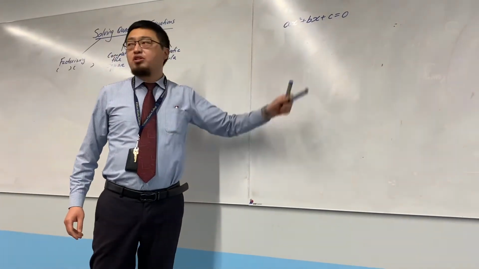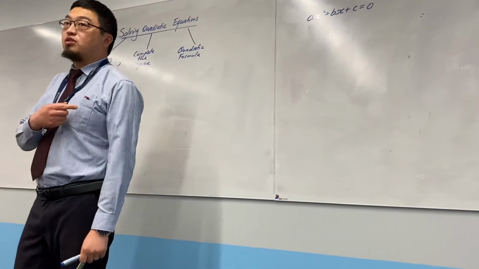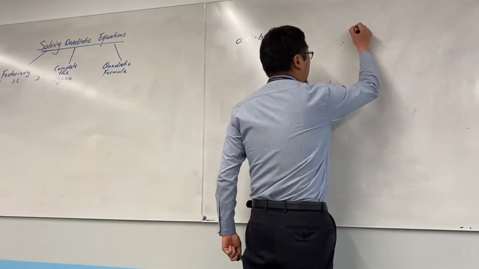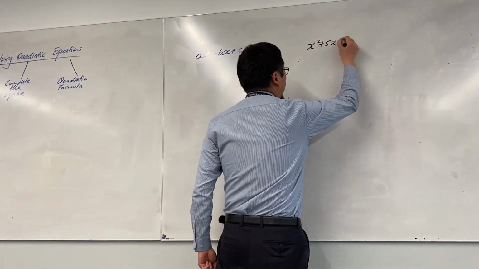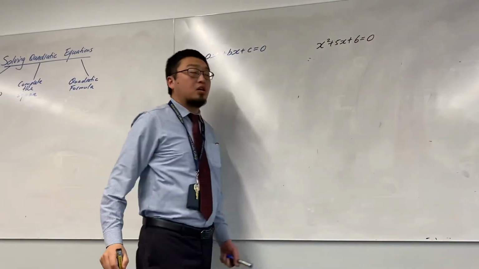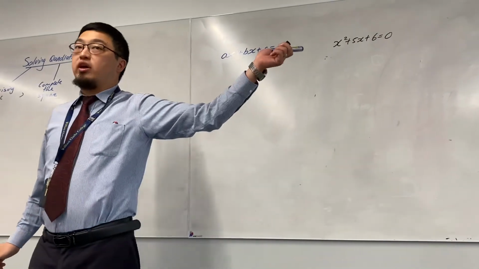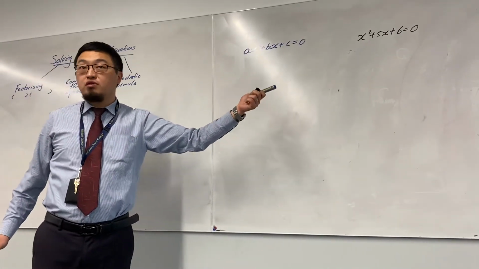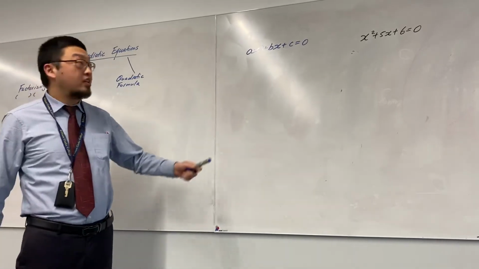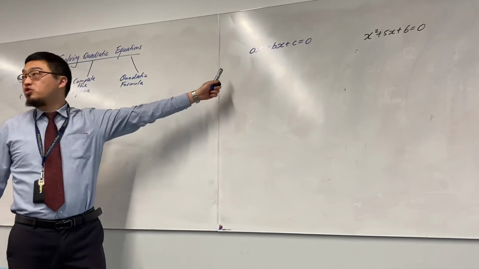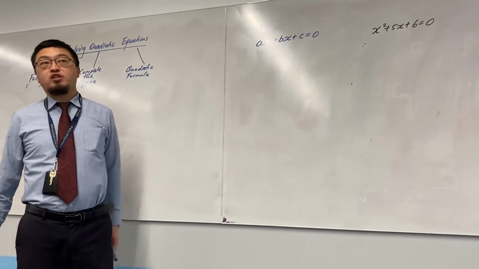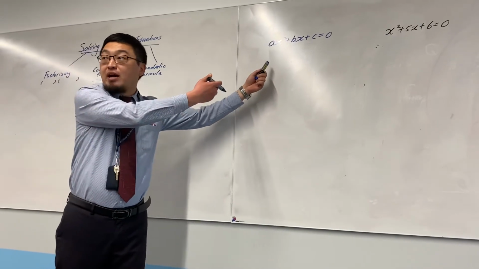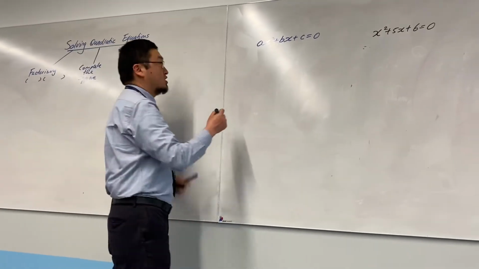What's the coefficient of x squared at the moment? It's a. In some of the questions you've seen last week, what's the coefficient of x squared there? 1. If it's 1, it's much easier to solve. So I'm going to divide. How can I make the coefficient of x squared become 1? I'm going to divide everything by a. Excellent.